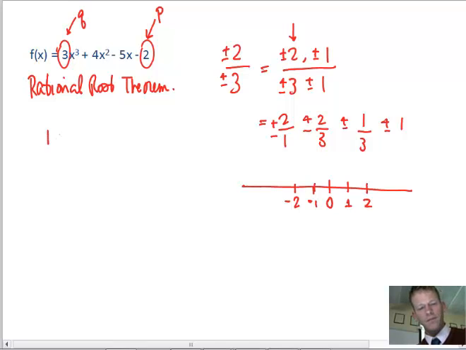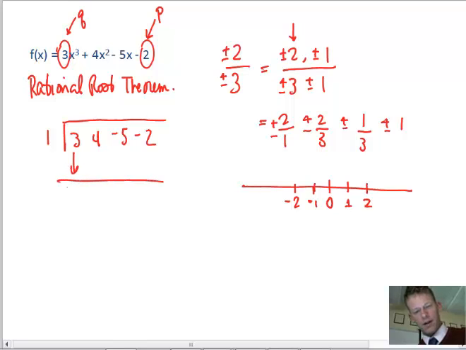So if I were going to do this, the first root I would check would be positive 1. So I'm going to put 1 out in front, and I've got 3, 4, -5, -2, and I'm going to try that out. So I bring the 3 down, and then that's going to be 7. And then when I multiply here, I got 7, and then that would be 2, and then when I multiply that, I got 2, and look at that, I found a root. I really just got lucky. So I found a root at 1, and now I'm going to try another root.